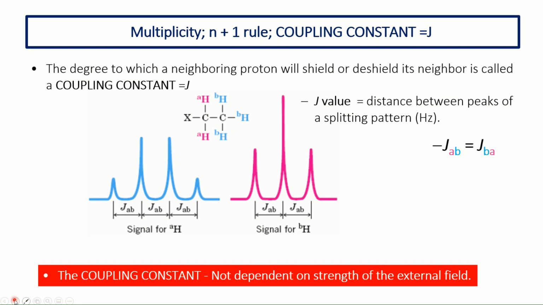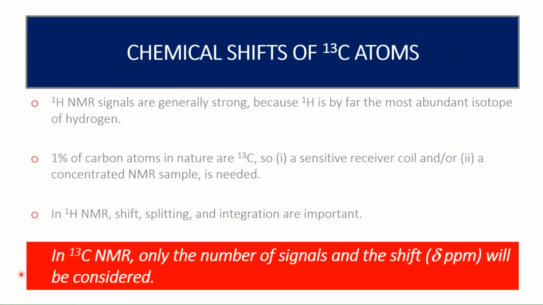Realize that protons next door to each other will couple to each other, and so the distances between those lines will give you what's called a coupling constant. The coupling constant is the same in hertz whatever the power of your magnet is. And with that, we'll now talk about carbon.